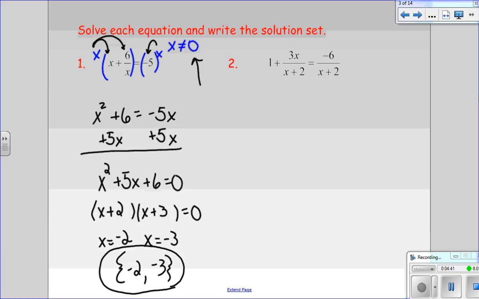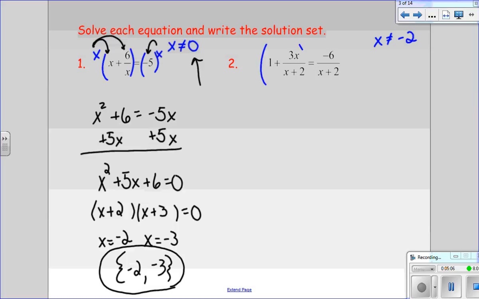Let's do one more example. In this example, I have x plus 2 in my denominator, so let's begin by stating our restrictions. x can never equal negative 2, because if x equals negative 2, these two fractions would become undefined. And so we know that negative 2 is our restriction. And now let's attempt to solve it.